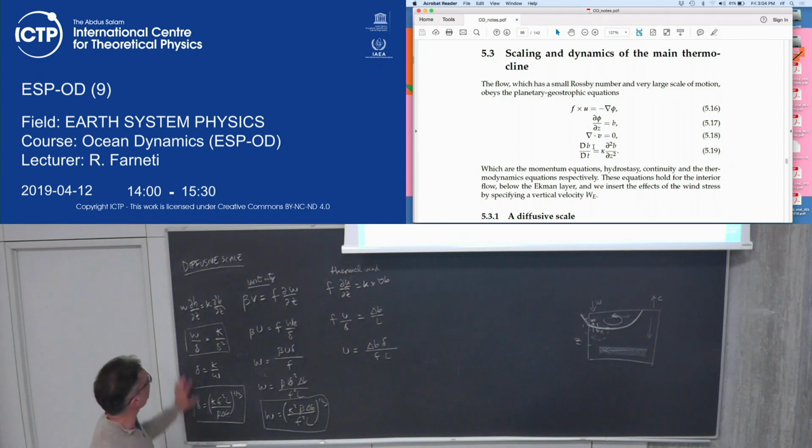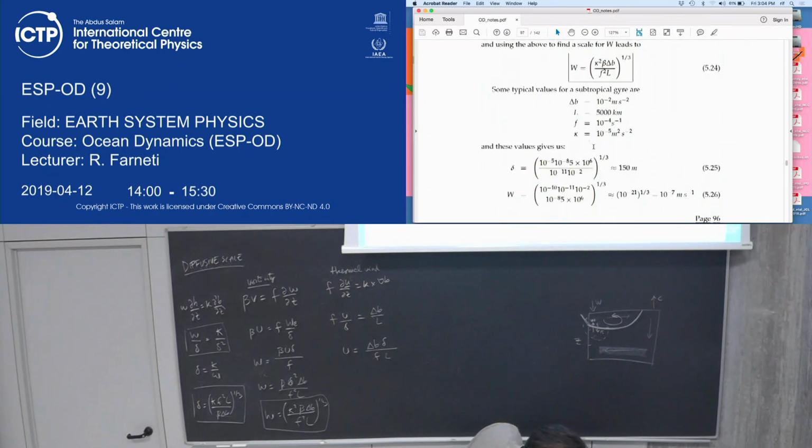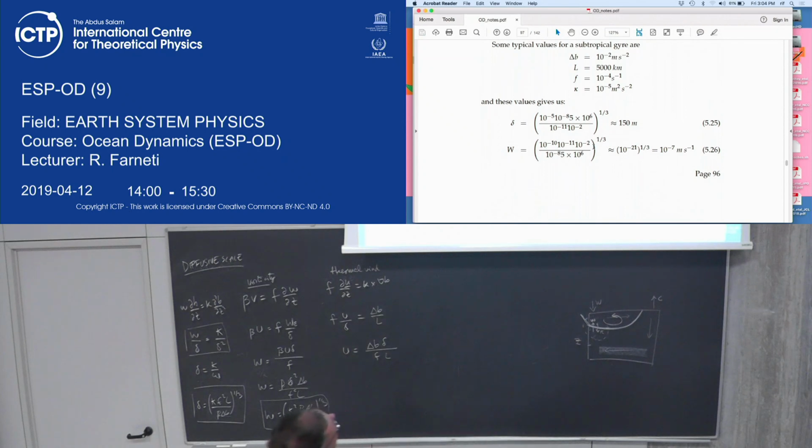Okay, so in a diffusive scaling only, we said there is no wind stress at the surface, there's only diffusive processes. What do they look like? So we can use typical values that are realistic enough. The horizontal change in buoyancy is something like 10 to the minus 2 meters per square second. L, the horizontal scale of the gyre, is something like 5,000 kilometers. F is 10 to the minus 4, and kappa we said is 10 to the minus 5, which is more realistic.